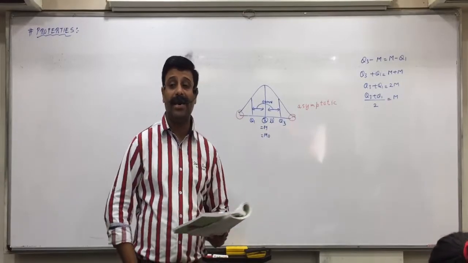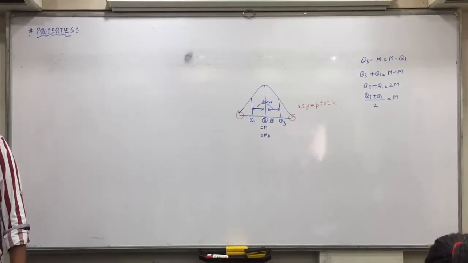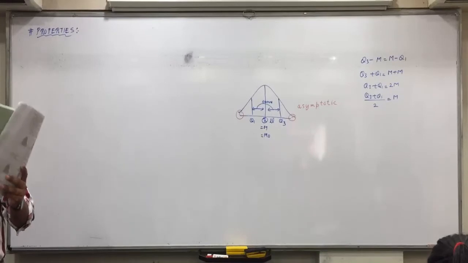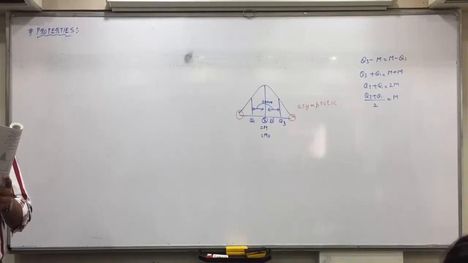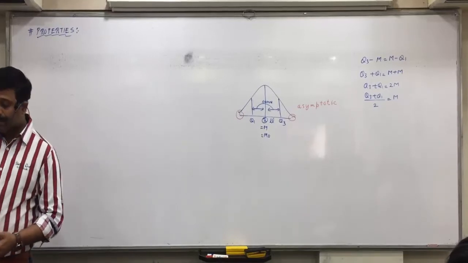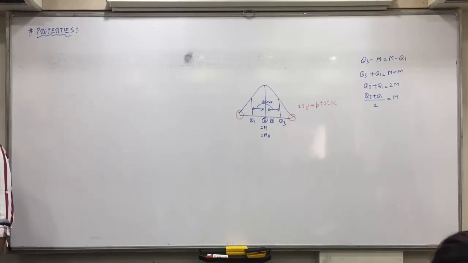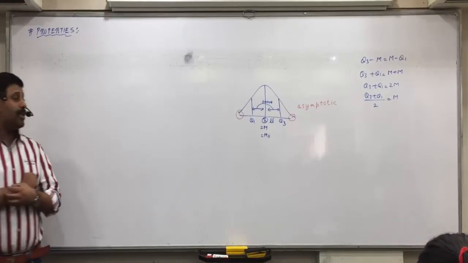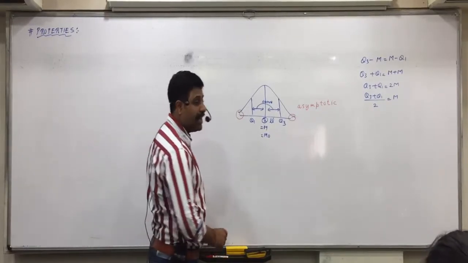In bracket write down extends to infinity. Asymptotic means it extends to infinity. 8. The approximate values of quartiles of a normal distribution can be obtained from the following formula. Q1 equals mu minus 0.675 sigma, Q3 equals mu plus 0.675 sigma. Now understand how do we get this.